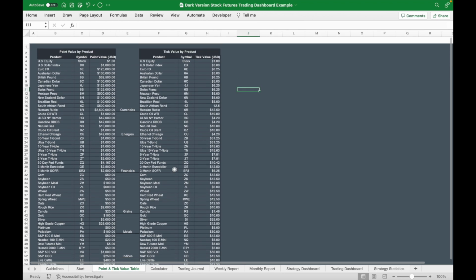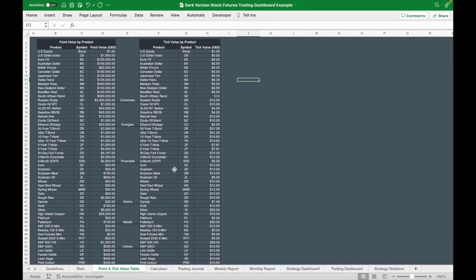This spreadsheet provides a point and tick value table for various futures products available on US exchanges. If you can't find the futures product you are trading in the list, you can simply replace it with the corresponding ticker, point value and tick value.